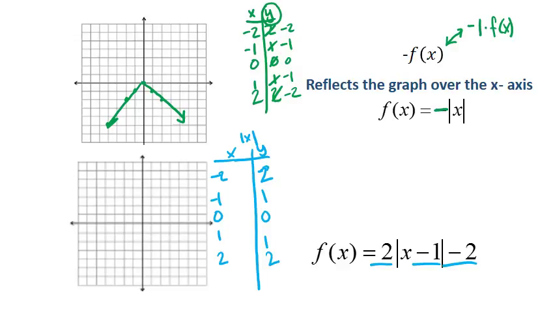Now, when you're looking through this equation, we want to go in order. We start with the 2, then the -1, then the -2. We read left to right. The 2 on the outside is being multiplied. If it's on the outside, it affects the y's. So we're going to multiply every y value by 2.